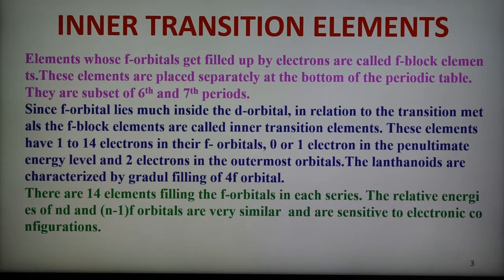The element ytterbium has the fully filled f orbital with the configuration 4f14 6s2, and the extra electron in lutetium goes into the 5d orbital. Therefore, except for lanthanum, gadolinium and lutetium, which have a single electron in the 5d orbital, the lanthanides do not have an electron in the 5d orbital. So this is the detail. There are 14 elements which fill the 4f orbital in the lanthanide series.